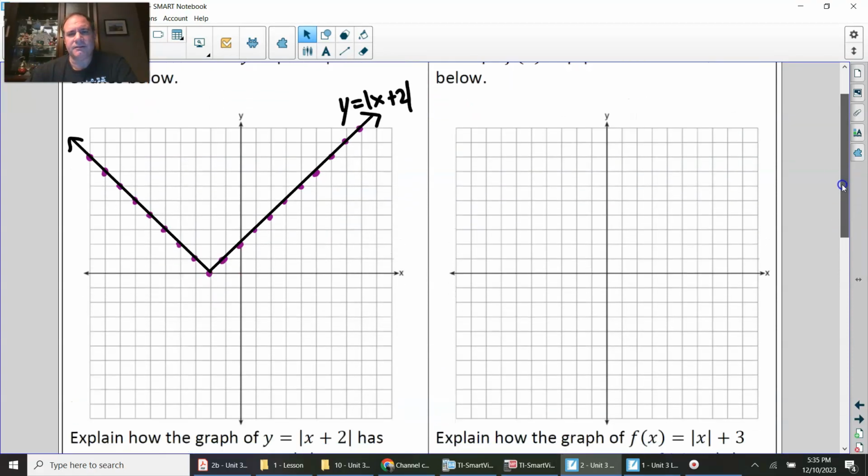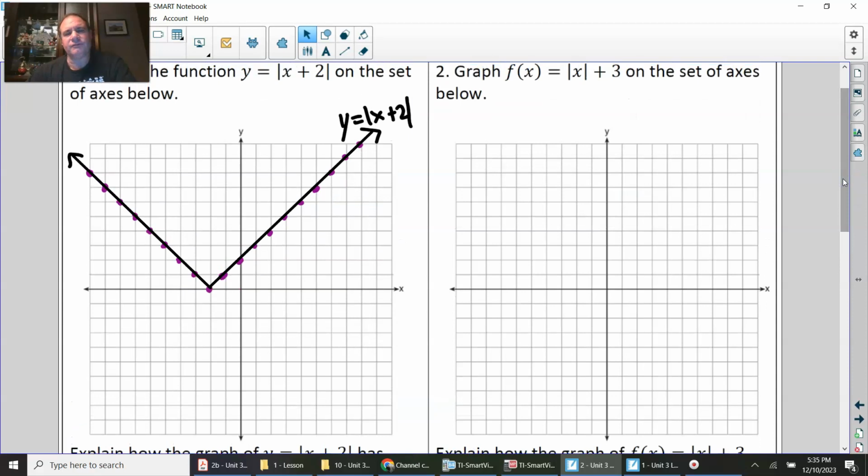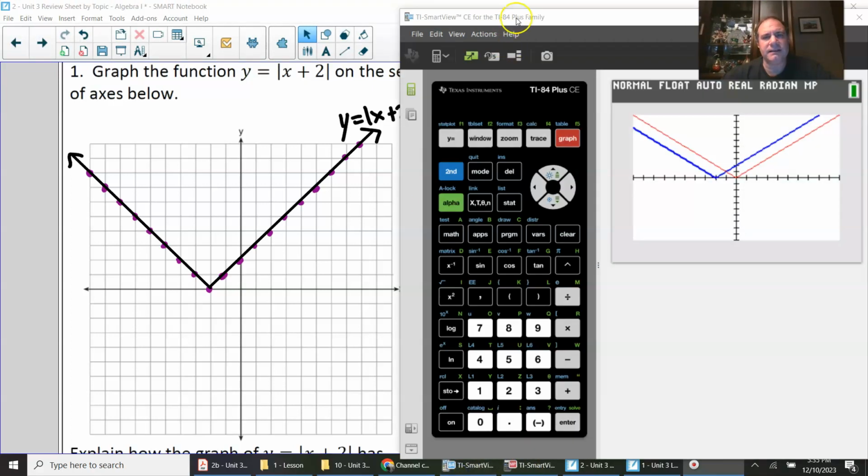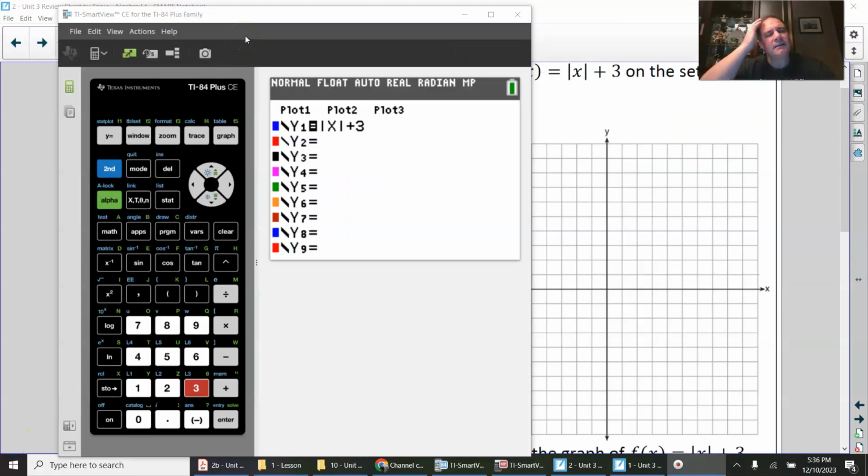We're going to do the same thing here. We're going to graph this absolute f of x. It's the absolute value of x plus 3. The only thing I do want to show you is that with this graph, you have to make sure that the x is inside the absolute value symbols, and then the 3 is on the outside. So just be careful with that.